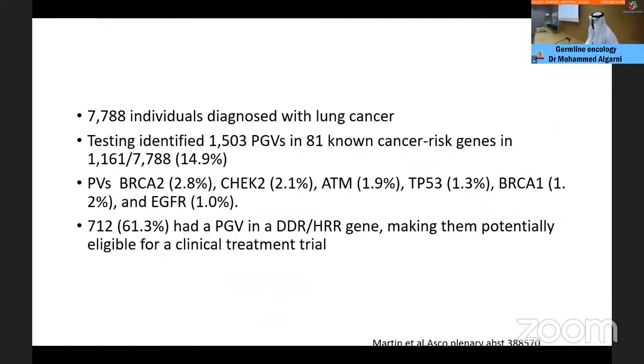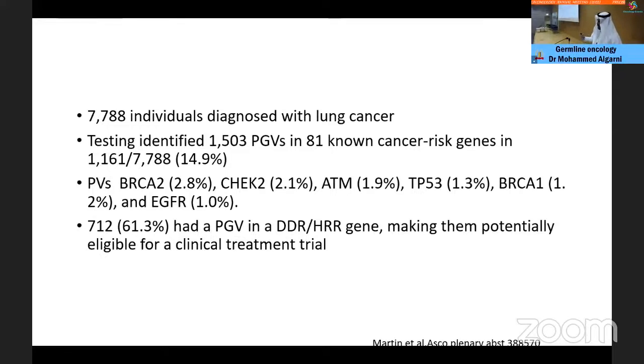Now, 4 weeks ago in the ASCO plenary session, they presented the data about patients with lung cancer. In my clinic, before this, I didn't use to consider lung cancer as one of the associations with hereditary cancer syndrome. However, interestingly, in this study, they screened more than 7,000 patients, and they found that 14.9% of those individuals carry a pathogenic mutation. And more interestingly, about 2/3 of those patients have a pathogenic mutation that has therapeutic implications.